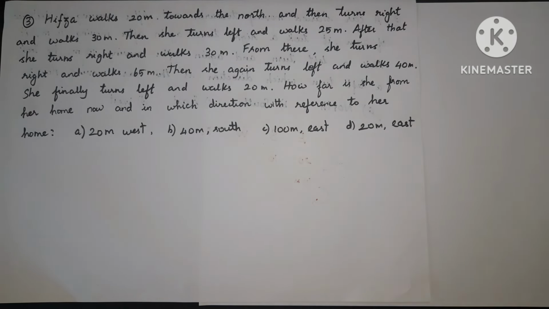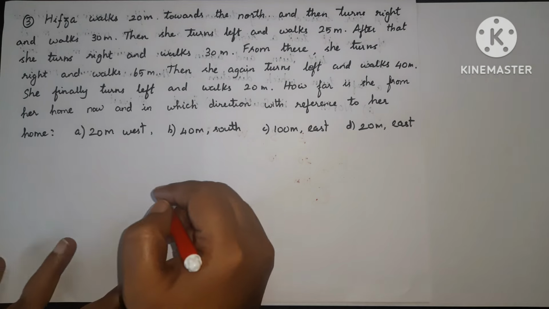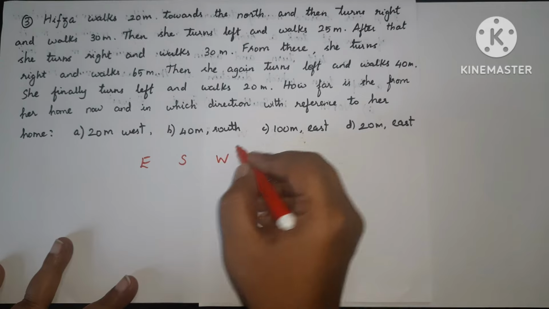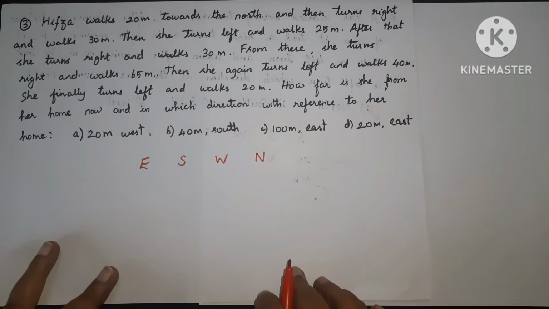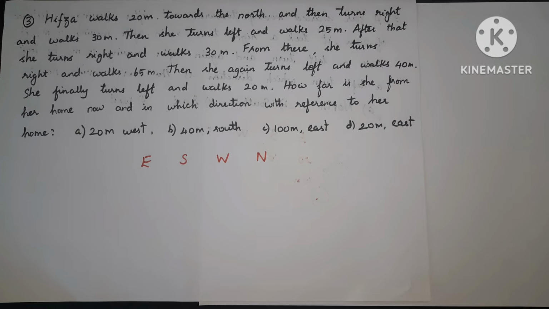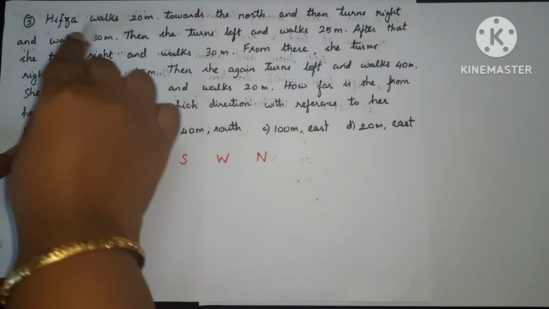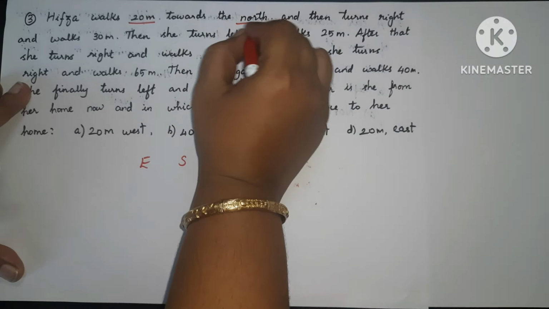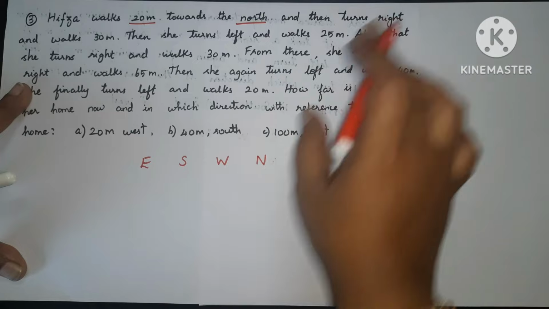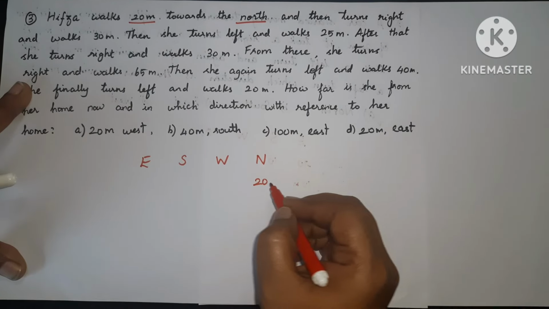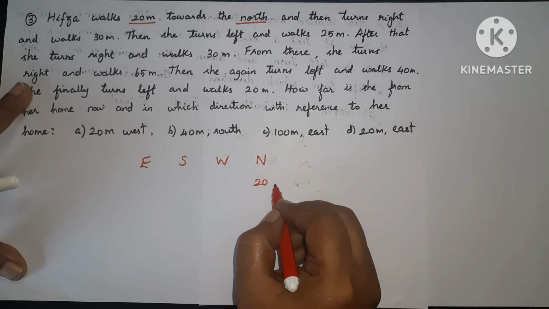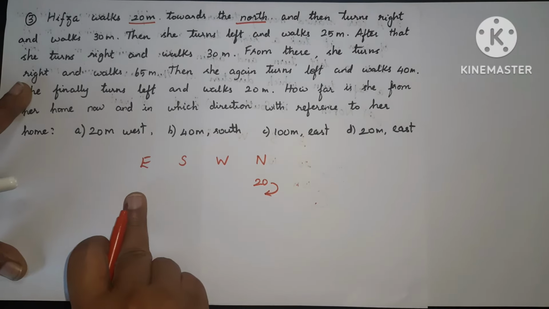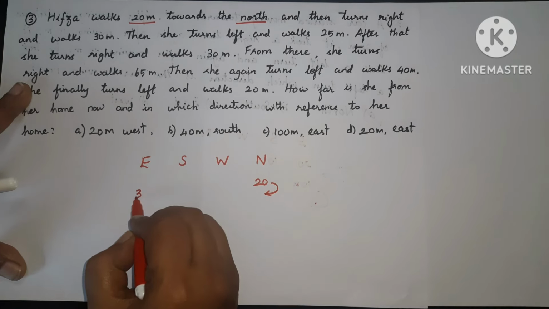This is example 3. Before we start, we have to write this. What is the first step? East, south, west and north. Okay, now we can start reading the question. So Hifza walks 20 meters towards the north, and then turns right. If she turns right, she has to go to east. So right and walks 30 meters.